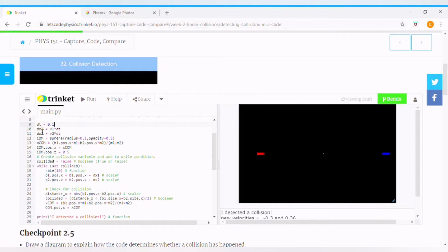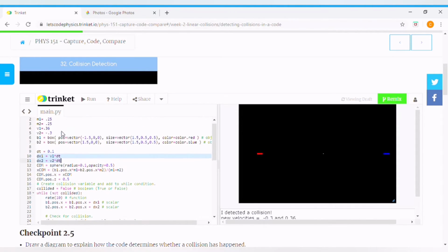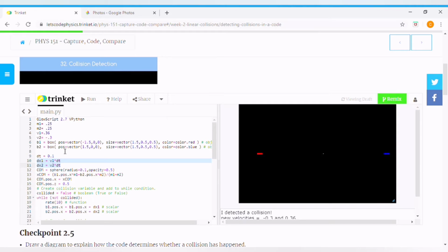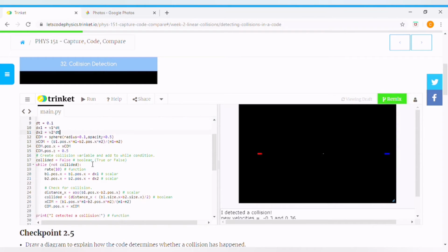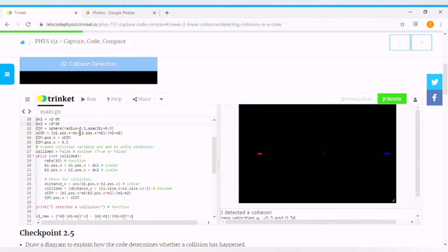Up here, dt is the change in time like last week that we talked about. That's going to be used in the calculation. The dx 1 and 2, that's showing the velocity. That's how we're making these boxes move. And we use the velocities up top. And the center of mass, this is the formula for it, and it's showing the center of mass between the two boxes as they collide and then separate.